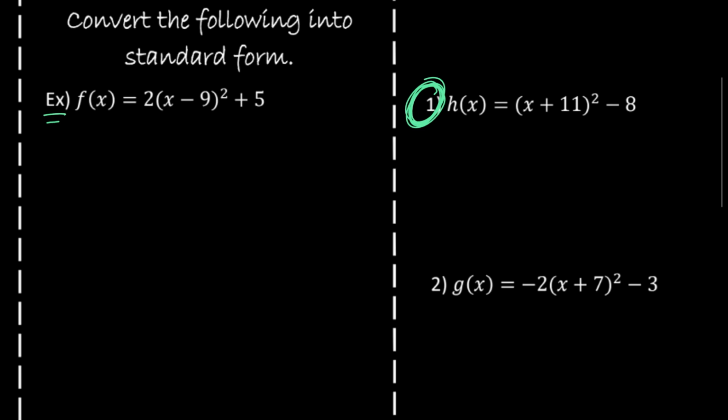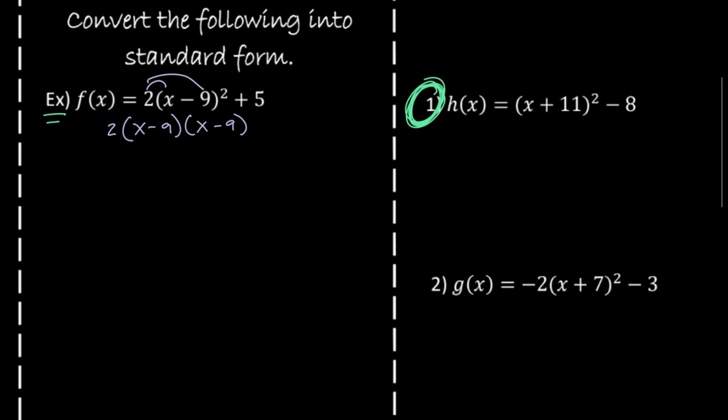Now, when do you think you distribute this 2? Before you square, or after you square? After you square. Because remember, what is squaring? You're multiplying x minus 9 times itself. So if you distribute the 2 to both of those terms, you're technically multiplying the 2 in twice, doubling it, which is invalid.